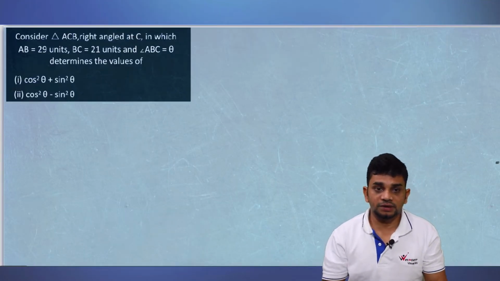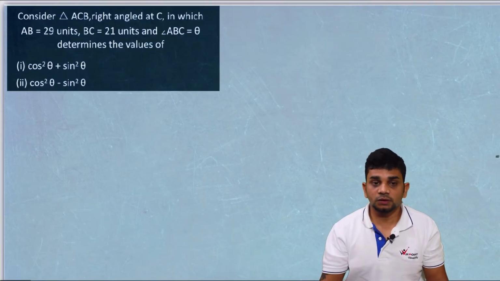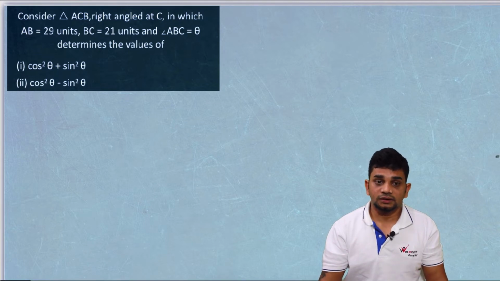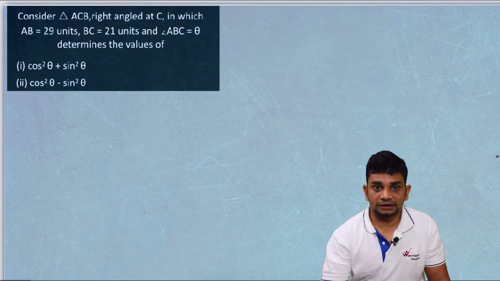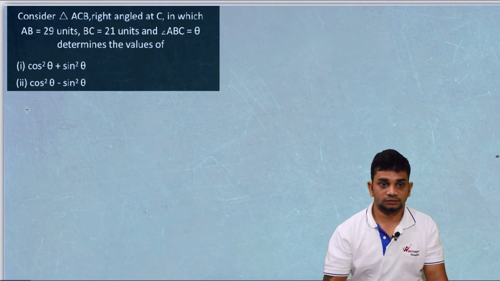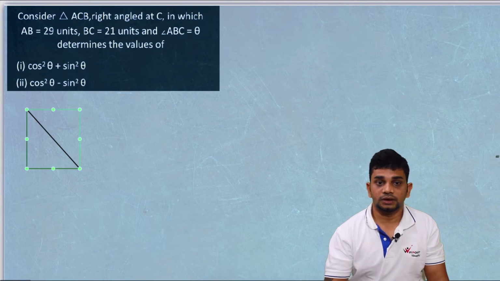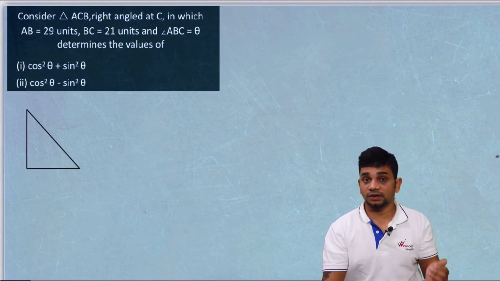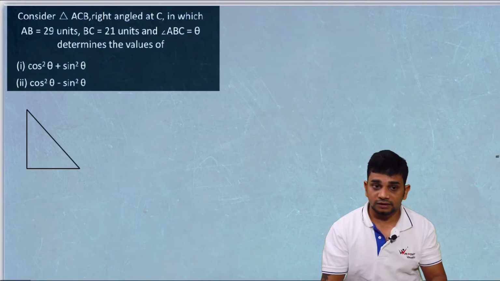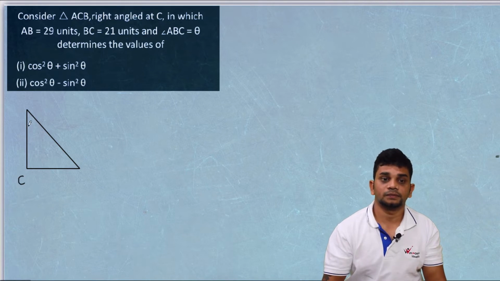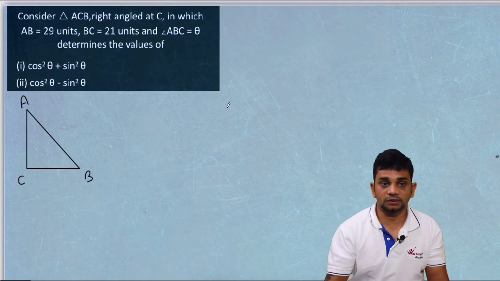Consider triangle ACB right angled at C, in which AB equal to 29 units, BC equal to 21 units and angle ABC equal to theta. Determine the values of cos square theta plus sin square theta and cos square theta minus sin square theta. First we need to draw a triangle, and we need to give the names. You need to ensure that in the question it is given right angled at C, so here it should be C. Then A, B, C, right? And some of the values are given in the question.